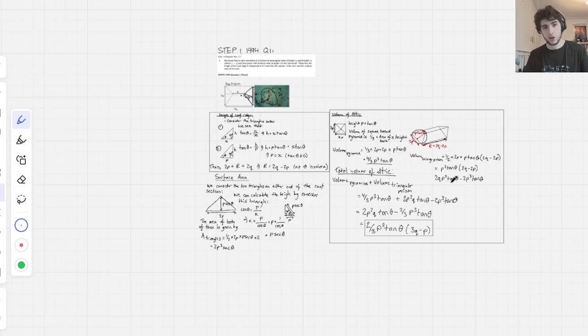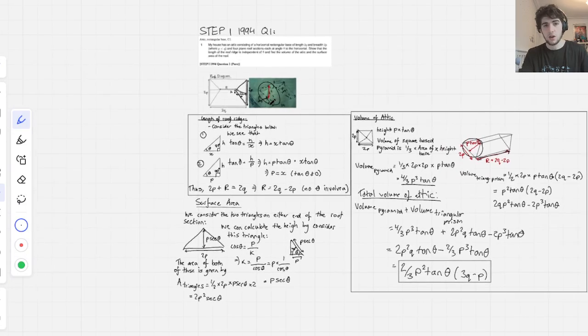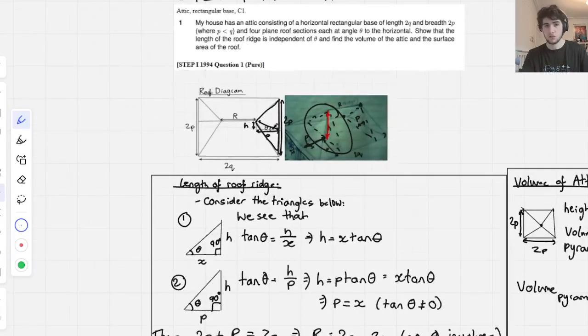Okay, so that's the first part of the question, but then we also need to find the area of the sort of trapezoidal roof sections, right? Because we do not know the area of these. But again, because we know the angle is theta everywhere to the horizontal, we can make that exact same argument, and we know this length here is p, so we can make the same argument with a triangle of base p and height h and hypotenuse p sec theta, and so effectively we know that the height of this trapezium is p sec theta as well.